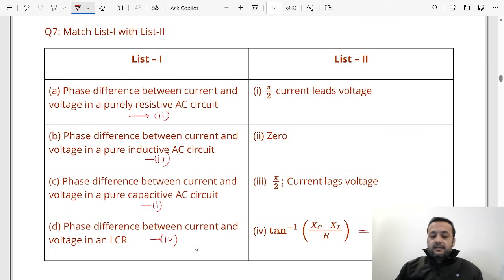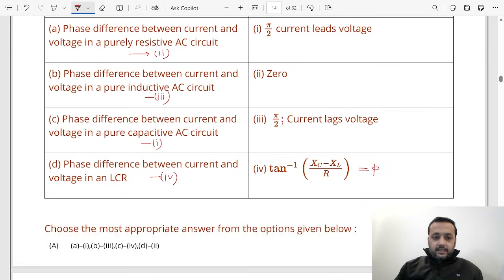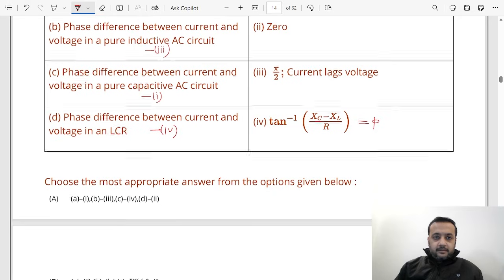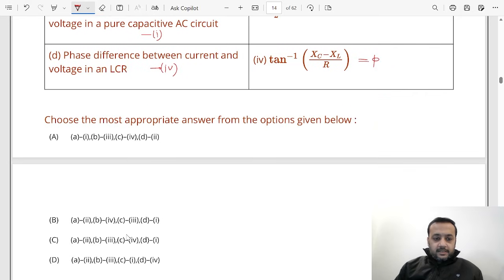So very easy question, standard results. So which is the correct answer? A matches with second, B matches with third, C matches with first, and D matches with fourth. So option D will be the correct answer for this question. All right. Let us see the next question.